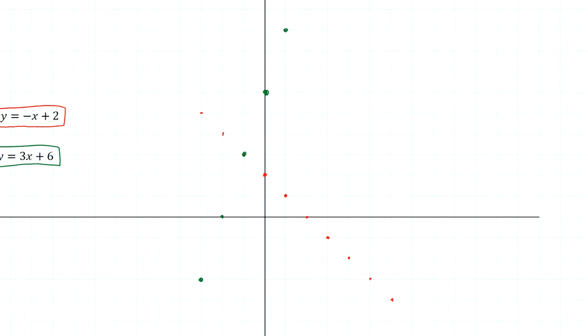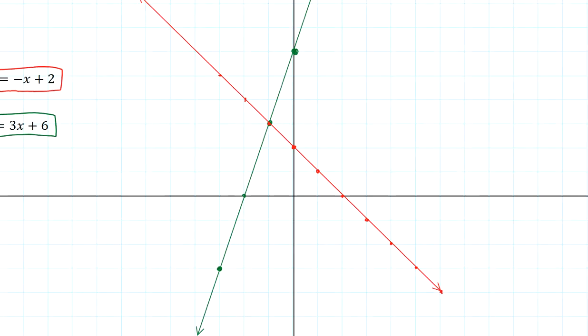Let me go ahead and connect the dots. There we go, they're nicely connected. And we could see, even before I connected the lines, that our intersection occurs when x is -1, it's right here, and y is +3.